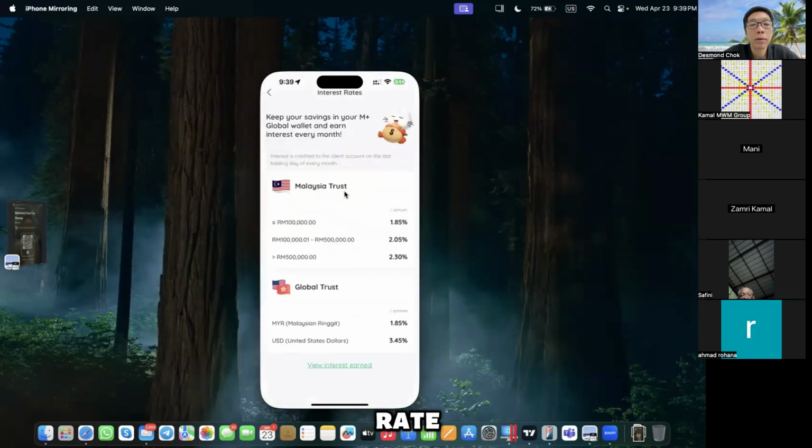Okay, for interest rate. For your info, if your money is put in the M Plus Trust, you can also earn a little bit of interest depending on the bracket here. So below 100,000, 1.85% per annum, not per month. For the global, also the same. If you put your money in the global trust, which is the blue color and the green color I showed you, the green color side, if you have money here stored in RM, same thing, 1.85. But in USD, you can get 3.45% per annum.